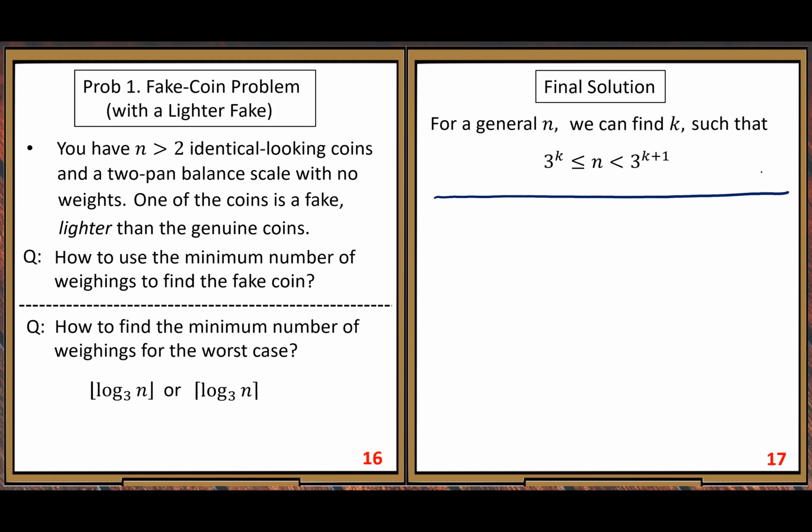Why isn't it K plus 2 versus K plus 1? Good question. With K plus 2, the gap is bigger. We want to make the gaps as small as possible, the gap between two adjacent powers of K. The narrower, the smaller the gap, the better.